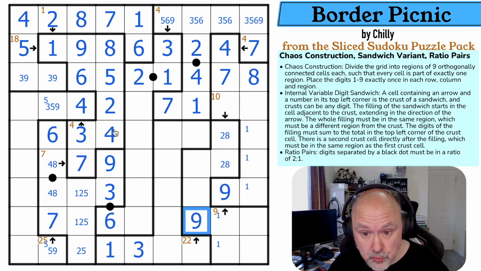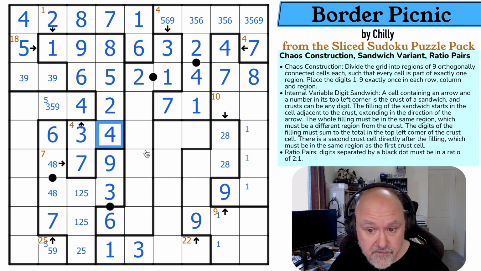This is so cool. I'm still not a fan of chaos constructions, but make a few more like this and I'll fall in love with them.